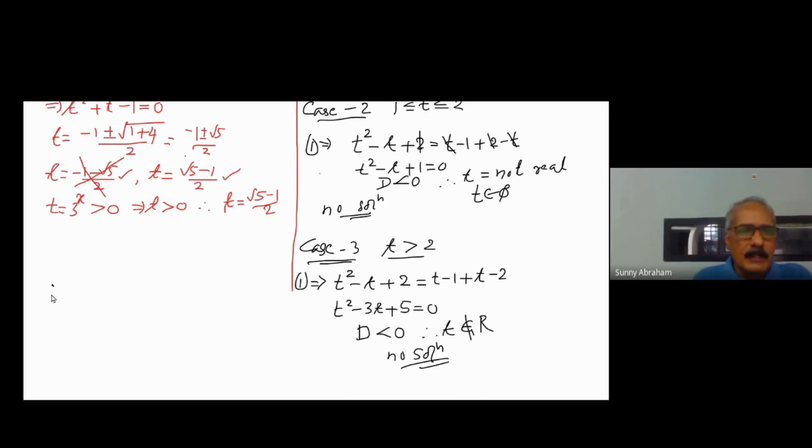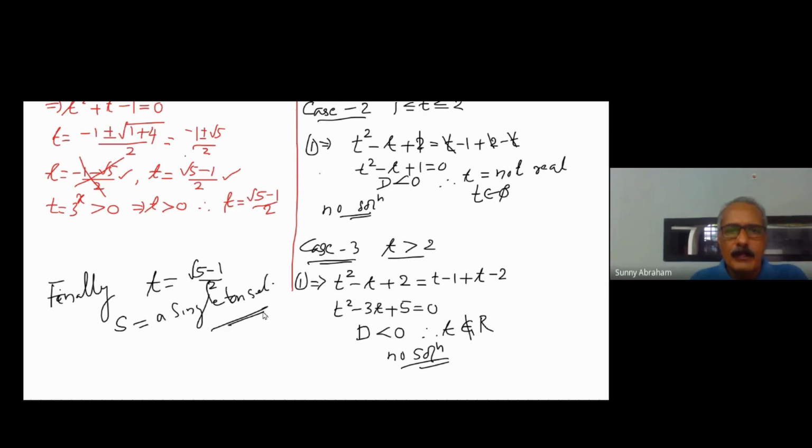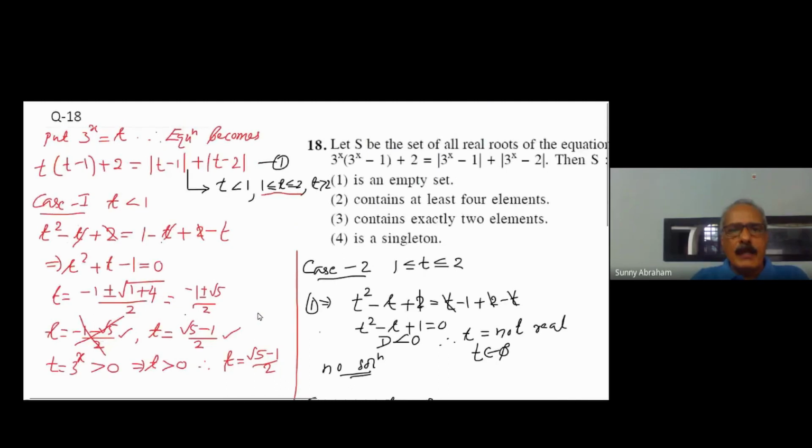So, finally, t has one and only one solution, that is (√5 − 1)/2. Therefore, S is a singleton set. We have discussed the modulus of x minus 1 plus modulus of x minus 2 in the topic continuity and differentiability. Please go through it.